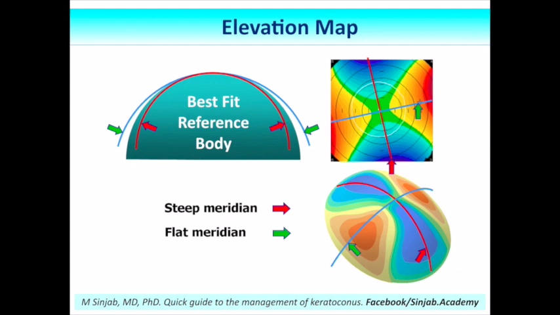Since it is steeper, it means that it is more curved, and hence it falls below the reference surface and will take the minus values and be color coded as cold colors. And vice versa for the horizontal, which is flatter than the vertical, and it falls above the reference surface and takes positive values and is color coded with hot colors.